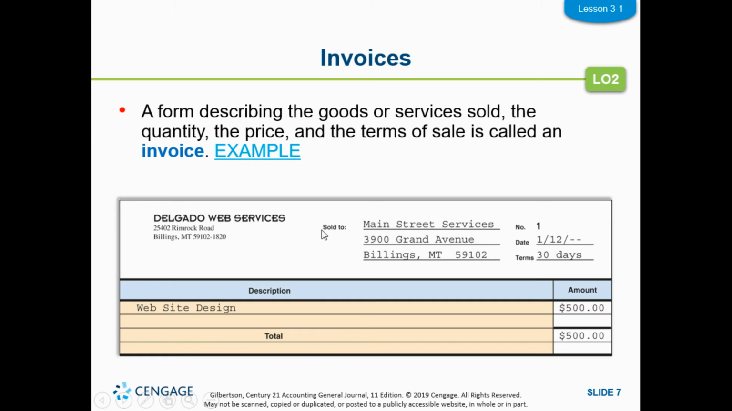And here is an invoice. So we billed somebody for website design services, for example. We have the company name, we have their address, the terms over here. They're going to pay us in 30 days. We have the month and day, we have the invoice number, and we have the amount. This would be enough information to record an entry for a sale, an invoice.